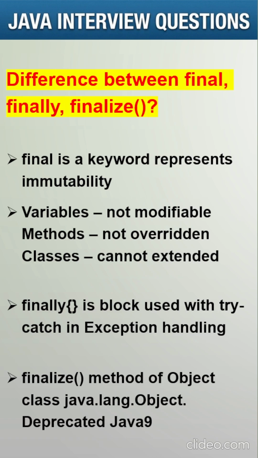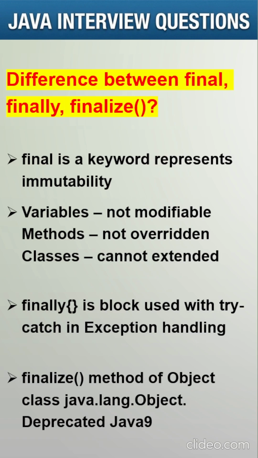Finally is a block that is used with try-catch in exception handling. It always executes after try-catch. It is used for closing DB connections, releasing resources, or closing files. Yet there are some exceptions where the finally block will not execute, such as a JVM crash or System.exit.